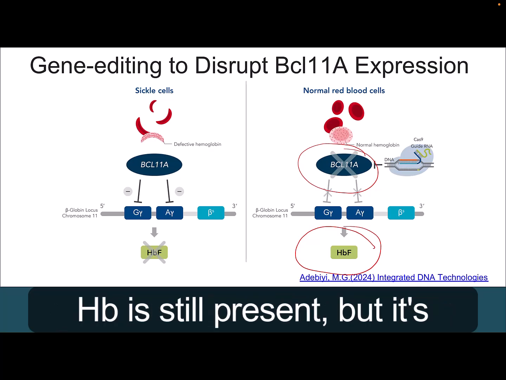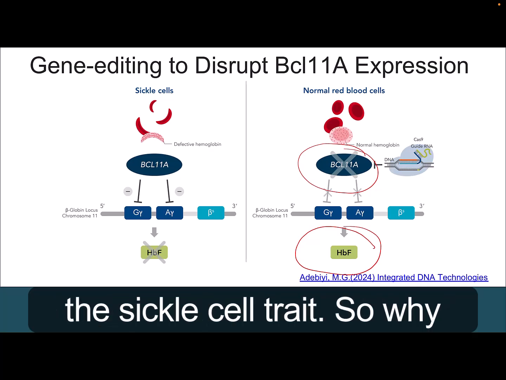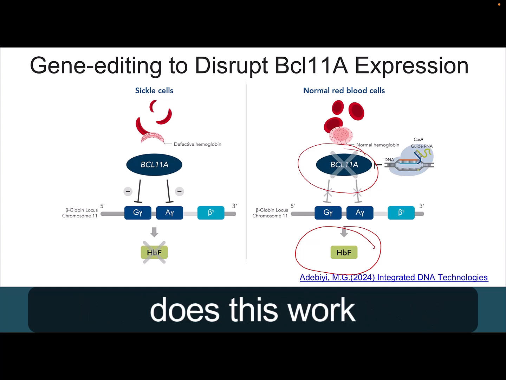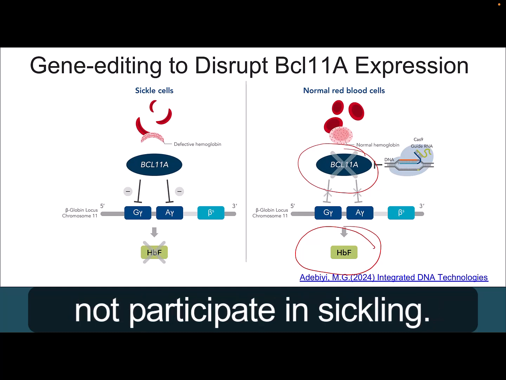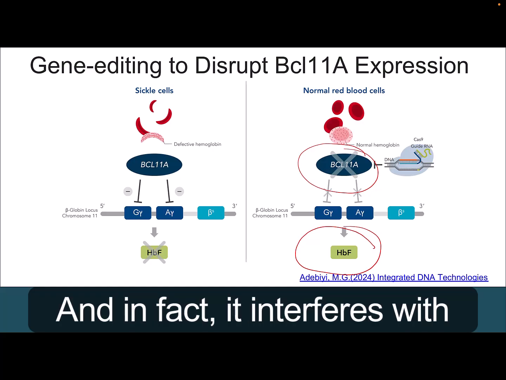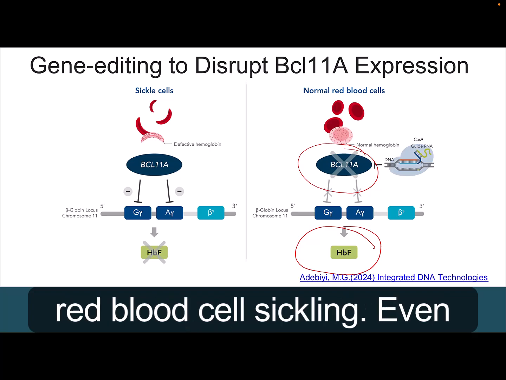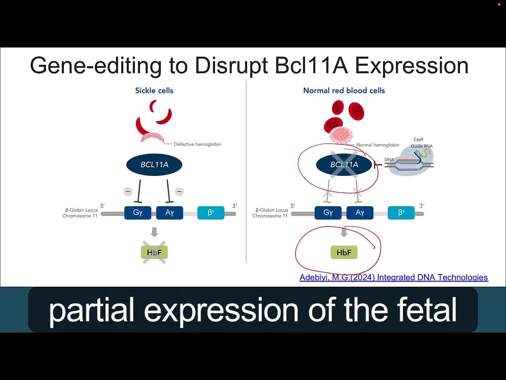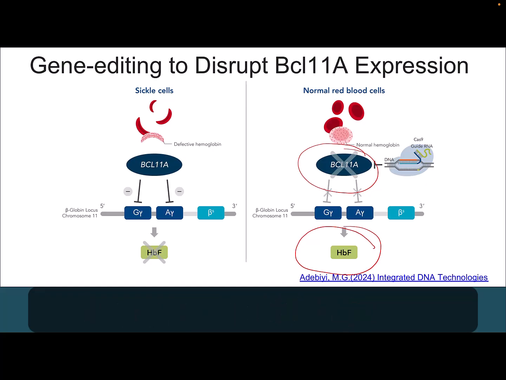So the beta HB is still present, but it's diluted, and it's more like having only a single allele of the sickle cell trait. So why does this work therapeutically? HbF does not participate in sickling, and in fact, it interferes with the HbS polymerization and red blood cell sickling. Even partial expression of the fetal hemoglobin dramatically reduces sickling.